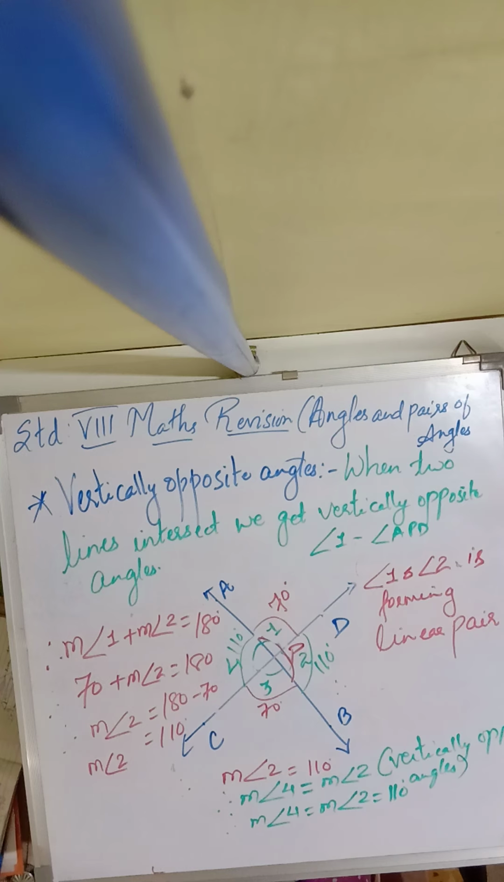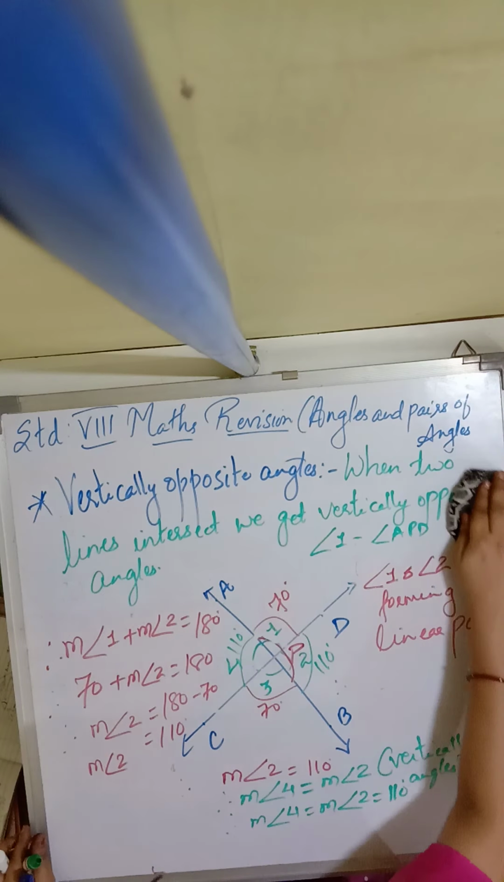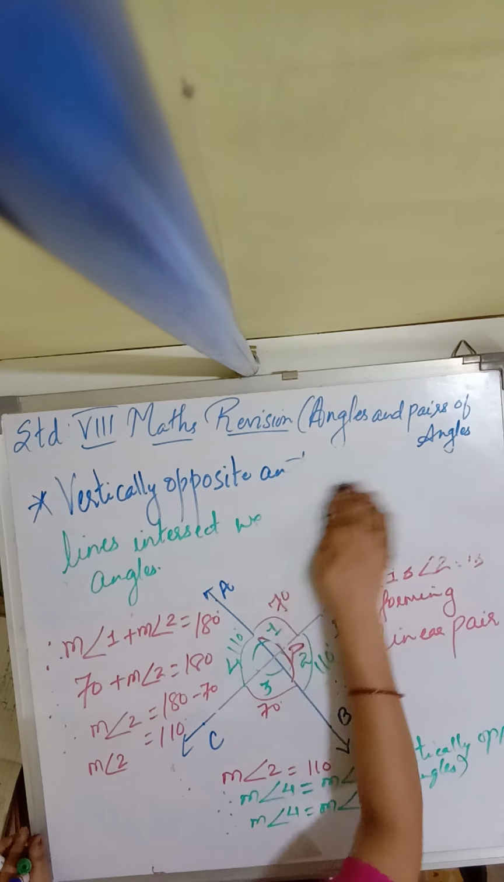So children, both of these go together: vertically opposite angles and angles in a linear pair. You have to understand this, it is a very important topic, both angles in a linear pair and vertically opposite angles. Now I hope you have copied. Let us move further.